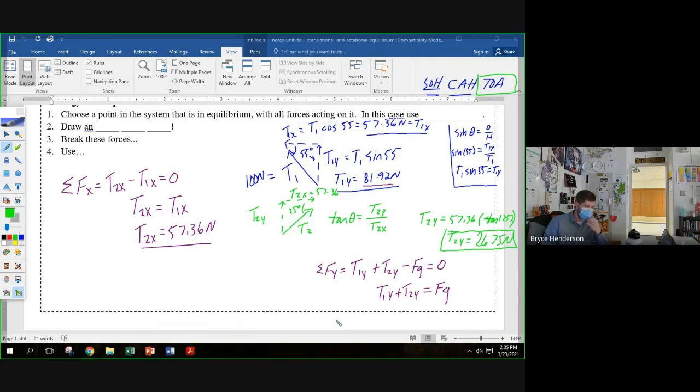Now, this is just the final weight. This is just to find the weight of the sign. So what do we do, Cality? Bring us home. We've got T1Y up here. We just found T2Y. What's all I have to do right here? Add them up. We're done. So let's do it. 81.92 plus 26.75 equals the weight of the sign FG, which is, I get 109 newtons.